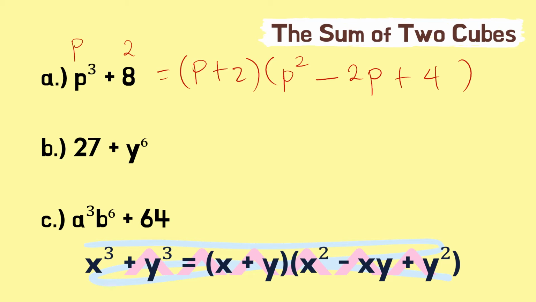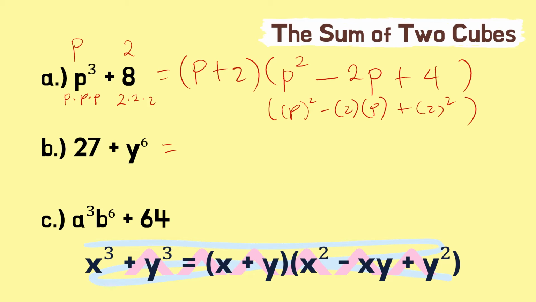So again, si p cubed kasi is the result of p times p times p. And si 8 is a result of 2 times 2 times 2. Saan ulit nakuha si p squared? So you get the square of the first number. Si 2p, you get the product of the two numbers. And si 4, you get the square of the second number. Okay? So let's try the second given.